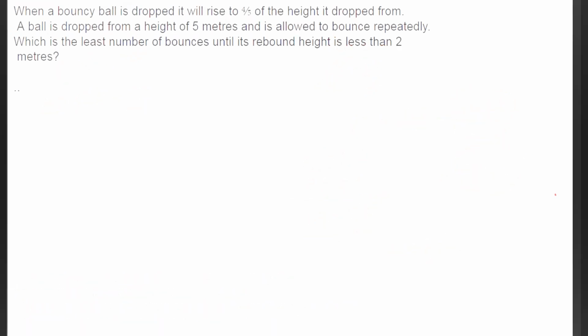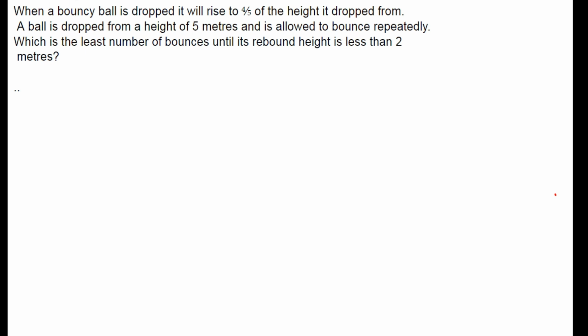Okay guys, so this is your last word problem and then you are off to go. When a bouncy ball is dropped, it will rise to 4/5 of the height. Everybody knows what we mean by a bouncy ball. A bouncy ball means one which bounces continuously. For example, they have told us a ball is dropped from a height of 5 meter. This height is 5 meter, and the ball is thrown from 5 meter.